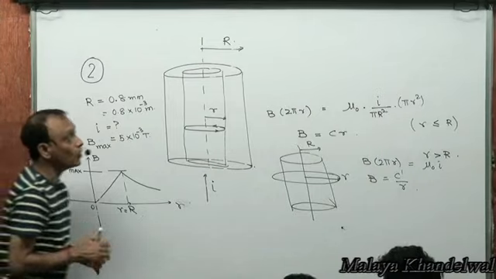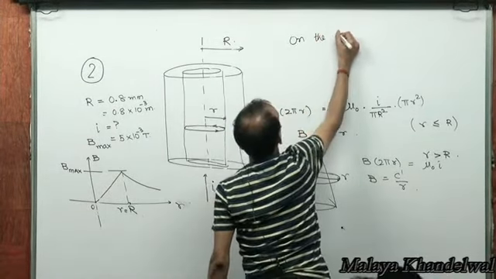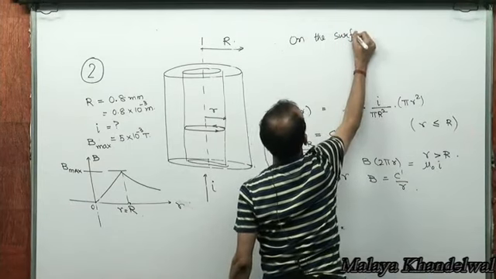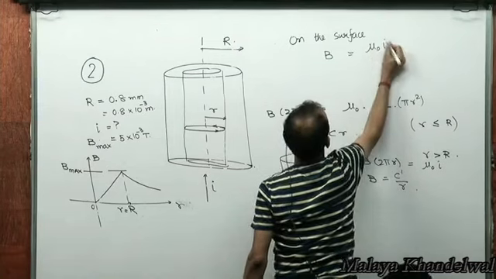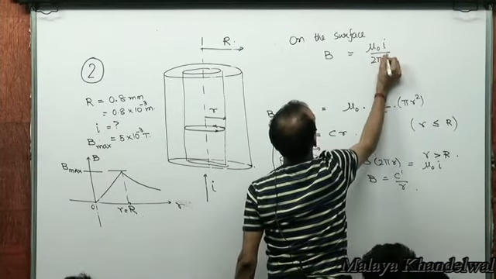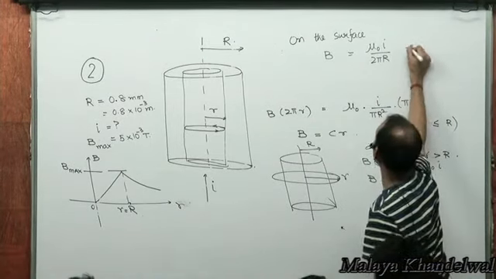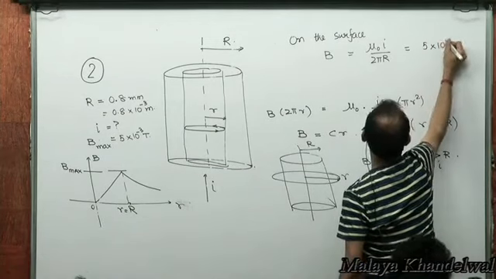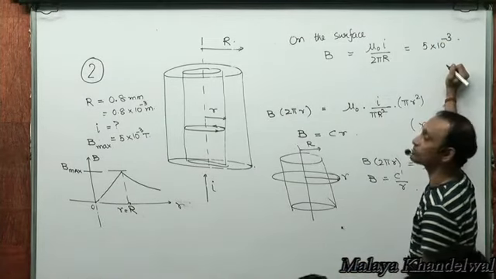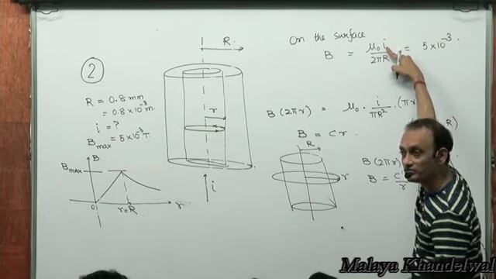And on the surface, what's going to be B? B is going to be mu naught I divided by 2 pi R. That's going to be the B on the surface, which assumes its maximum possible value, and that's given to be 5 into 10 to power minus 3 Tesla. You can obtain the value of I from this.